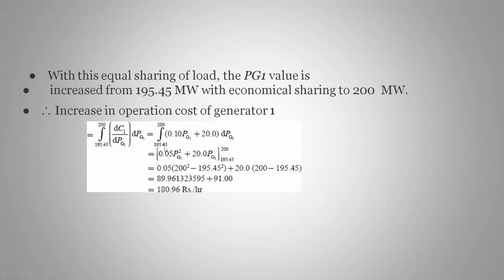Okay. So the integral, load sharing, integral 195.45 to 200. So what is the total cost, dC1 by dPg1? 0.10 Pg1 plus 20. Okay. So integral of 0.10 Pg1 becomes 0.05 Pg1 square plus 20 Pg1. So Pg1, 200 square minus 195.45.